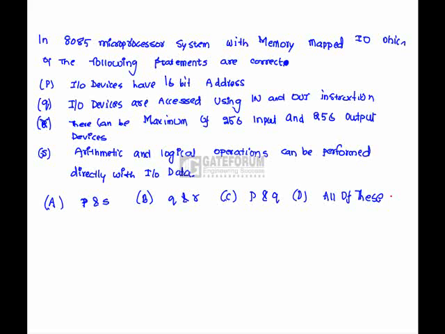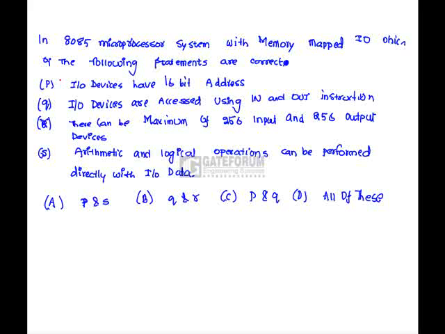In an 8085 microprocessor system with memory mapped IO, which of the following statements are correct? Statement P, IO devices have a 16-bit address. It's true because in memory mapped IO, part of the memory space is allotted to the IO devices. Hence, the memory address is 16-bit, and the IO device is also going to have a 16-bit address. Statement Q, the IO devices are accessed using IN and OUT instructions. IN and OUT instructions are used in IO mapped IO, not in memory mapped IO. So statement Q is a wrong statement. Statement P is a correct statement.